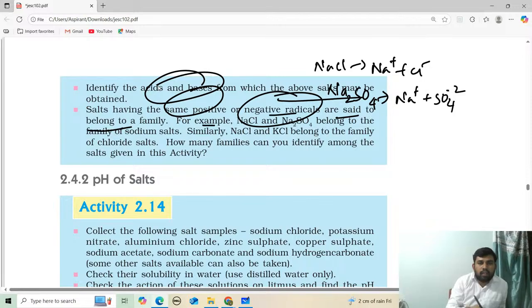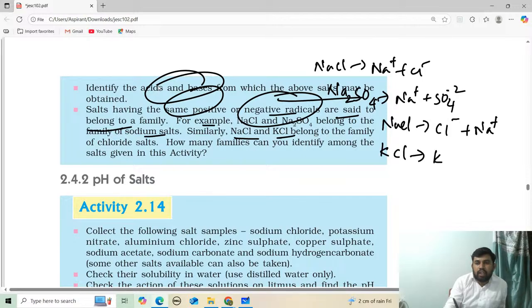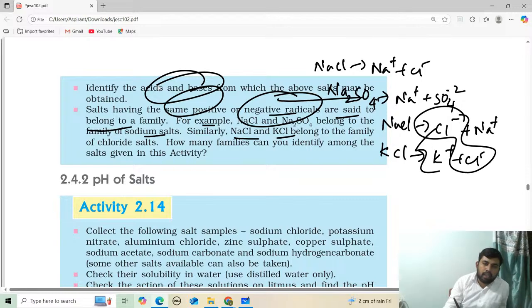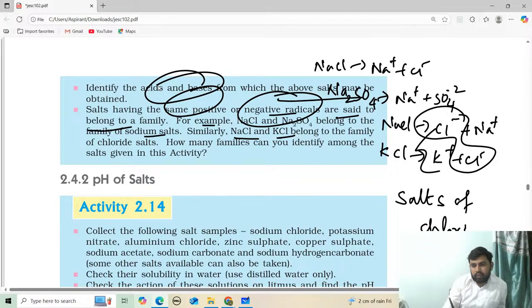Similarly, they gave the sodium salt NaCl and KCl. NaCl has the common ions Cl minus and Na plus. Similarly, if I take KCl, I can write K plus and Cl minus. Here also, what is the common ion? Cl minus is the common ion. That's why we can call these two salts of chloride ion. So we can say chloride salts. The given one is a chloride salt here.